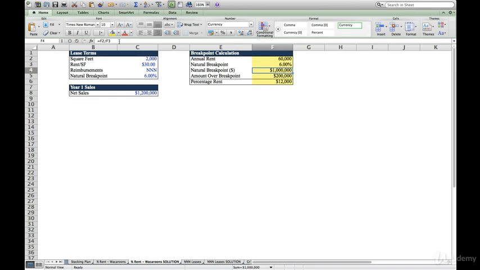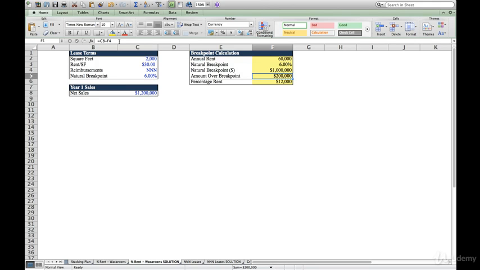Your natural break point is $1 million. So how do you calculate that? Well, as we discussed in the previous lesson, you calculate that by taking the annual rent and dividing that by the natural break point percentage. So your natural break point is $1 million. They need to do $1 million in sales every year in order to hit that natural break point.